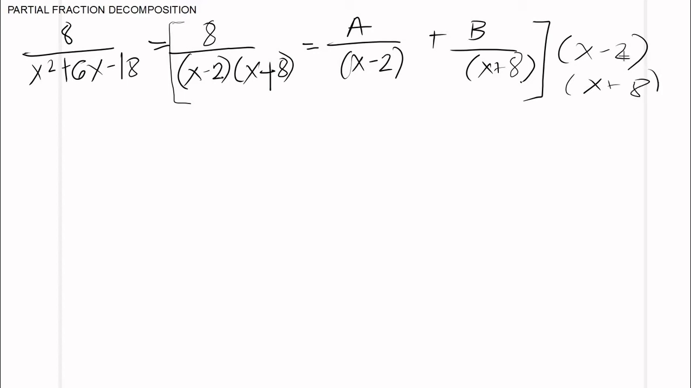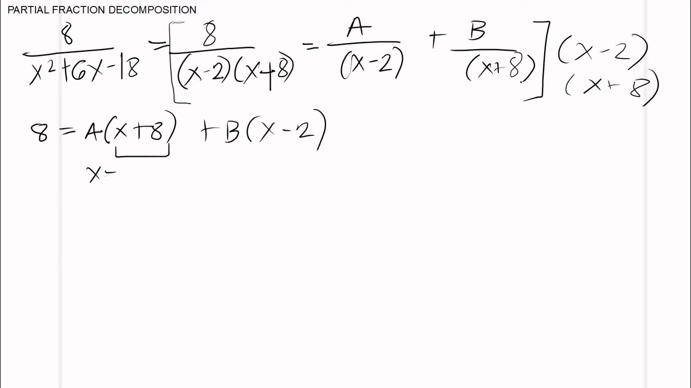So that's x minus 2 times x plus 8. On the left side of the equation, the whole denominator will be cancelled, so that would be 8 equal to, for a, x minus 2 cancelled, so a times x plus 8 plus b times x minus 2.